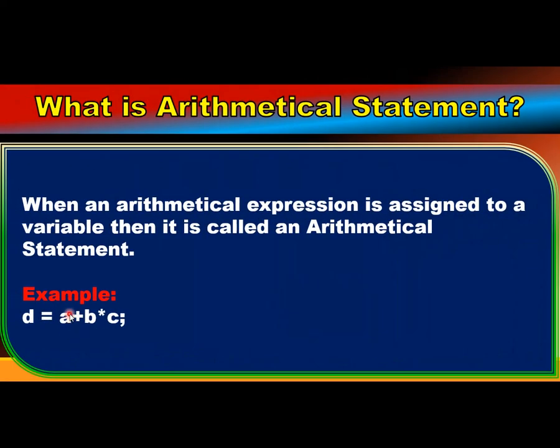Next is what is arithmetical statement. So when an arithmetical expression is assigned to a variable, then it is called an arithmetical statement. Now look at the example here, d = a + b * c. Now a + b * c is the arithmetical expression. Now when this expression is assigned to a variable, then altogether it will be an arithmetical statement.